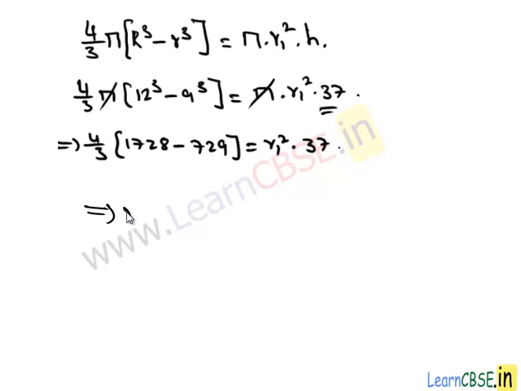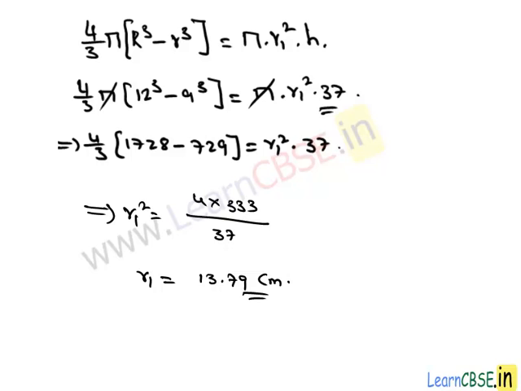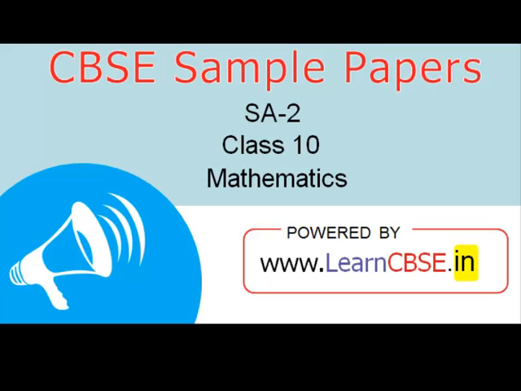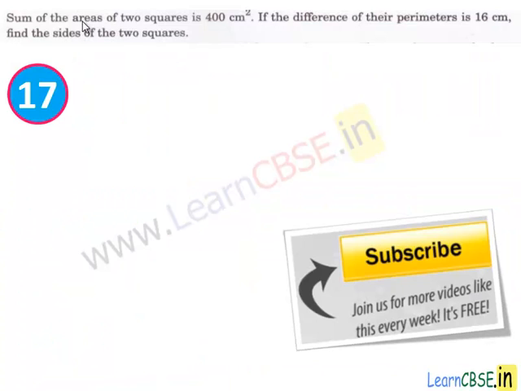Here R1 square is equal to 4 times 333 upon 37. By applying square roots on both sides, we get R1 is equal to 13.79 centimeters. And it is the radius of base circle. And this completes our solution. Let's move to the next question.